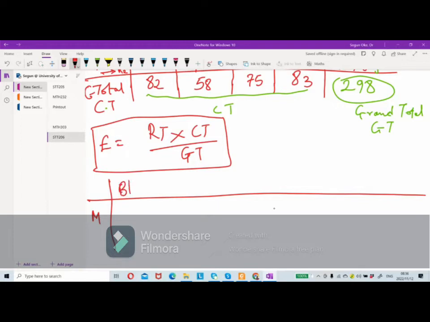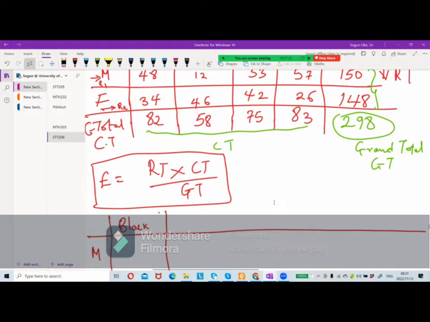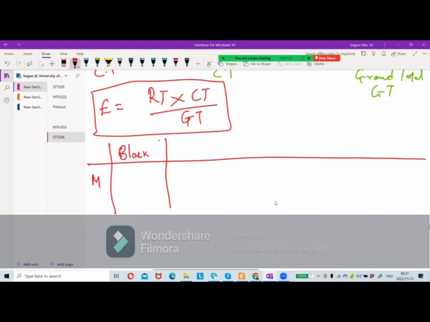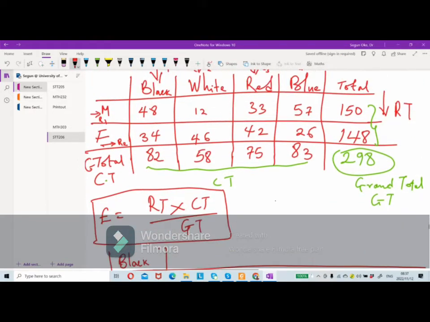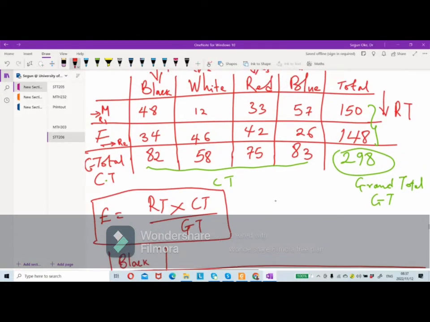I will give you black now. For the black, what is the total? 82. So I'm going to write 82 multiplied by the row total. For May, remember we are working on May. 150. Look at it. I'm working with May now.